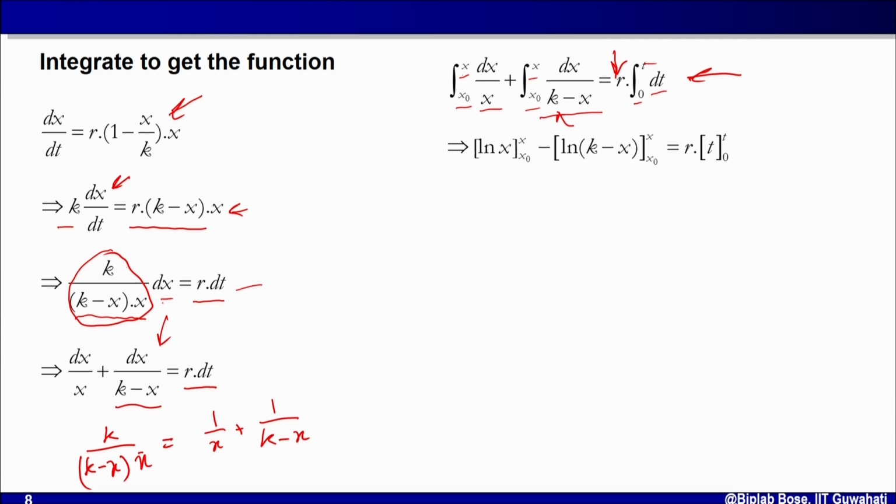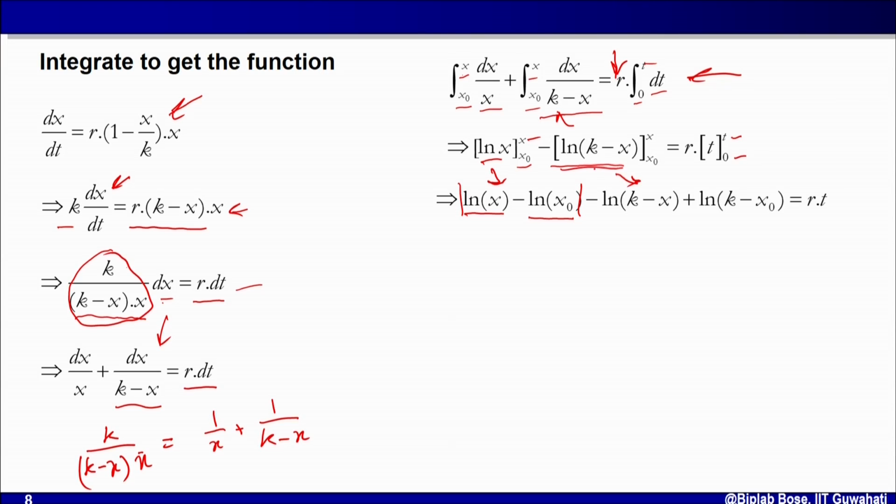So if I use the general formula of integration, from integrating dx by x I get ln x, and integrating dx by (k minus x) I get minus ln (k minus x). So I have to integrate from x naught to x, and this one also from x naught to x, and time from 0 to t. So by simplification, what do I get? I get ln of x minus ln of x naught. This whole thing is coming from this one. From this one I get minus ln of (k minus x) plus ln of (k minus x naught) is equal to rt. I am getting this from this one.